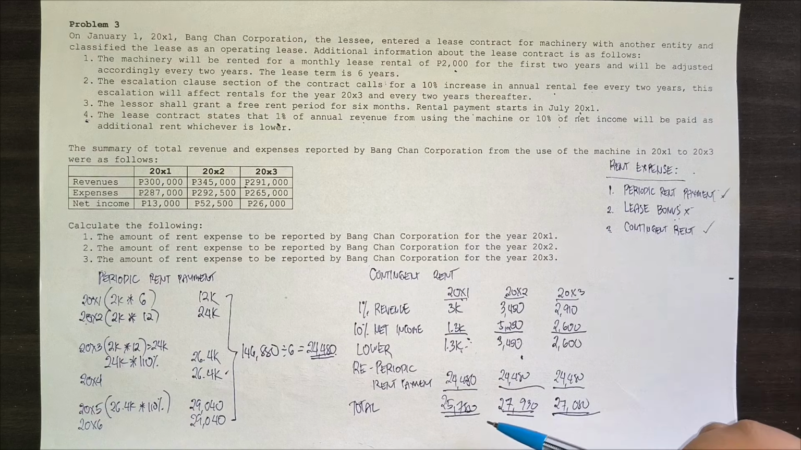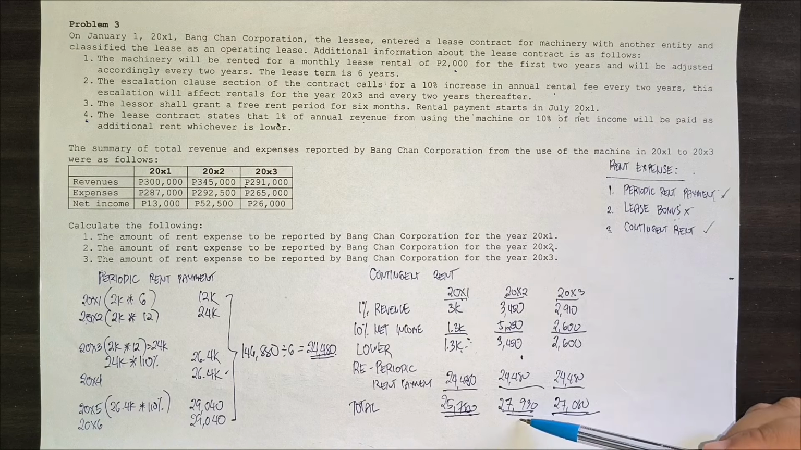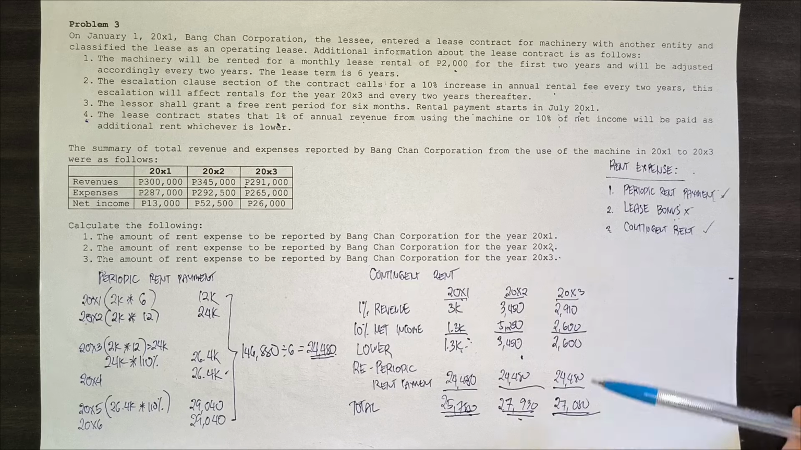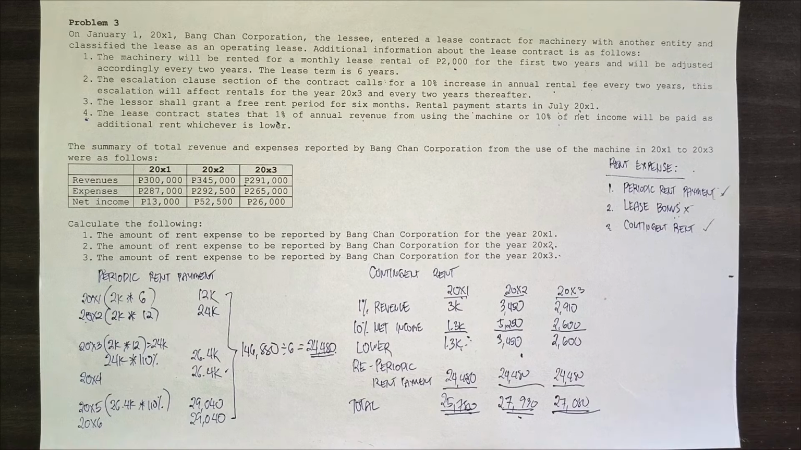So, ito na yung answers natin for problem number 3. The rent expense for 20X1, 25,780. The rent expense for 20X2 is 27,930. And for 20X3, 27,080. Okay, so I hope, class, na clear yung ating naging discussion ng problem number 3. And that concludes na rin, class, our discussion ng operating lease model under ng lessee's accounting. So, I hope na naging malinaw naman so far ang ating video tutorial for operating lease model under ng lessee accounting.